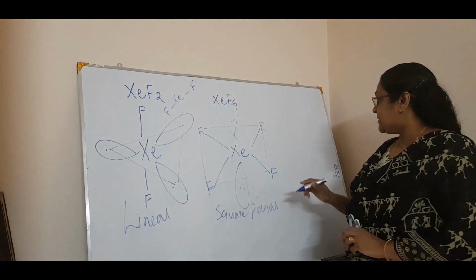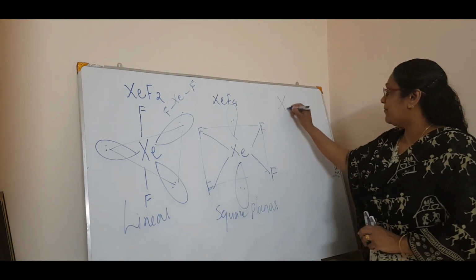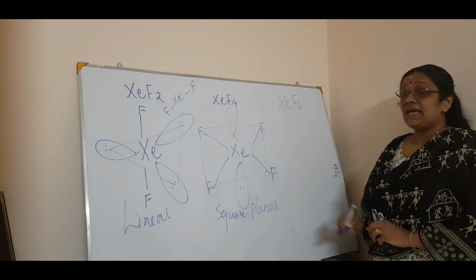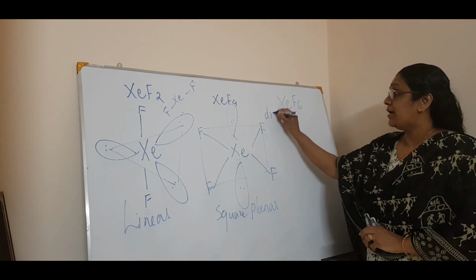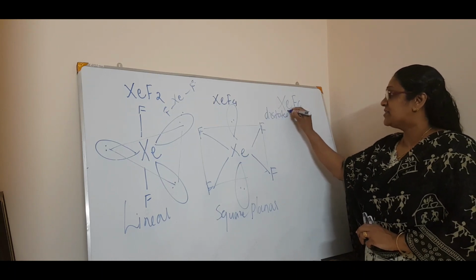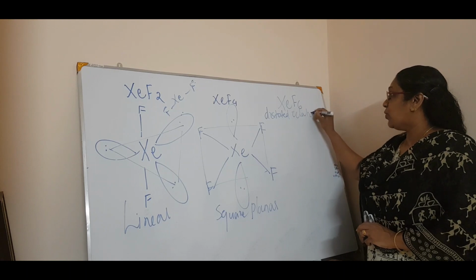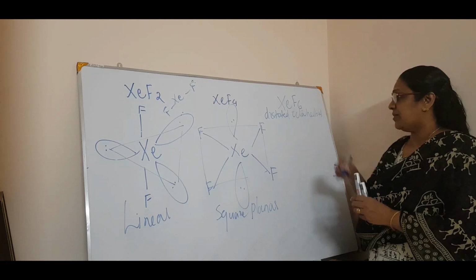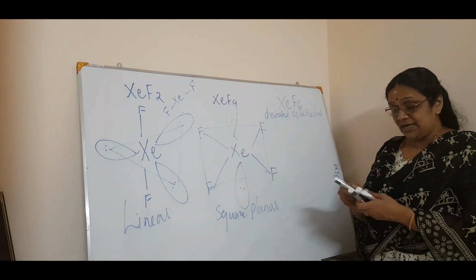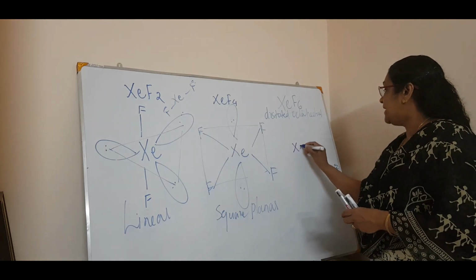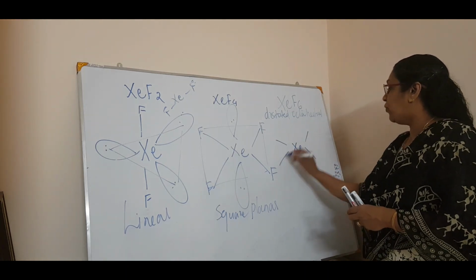Okay. Now comes the XeF6. Listen, XeF6 has got a distorted octahedral structure. What is it? Distorted octahedral structure. How will you draw it? Octahedral means you can draw it as Xe with 1, 2, 3, 4, 5, 6.